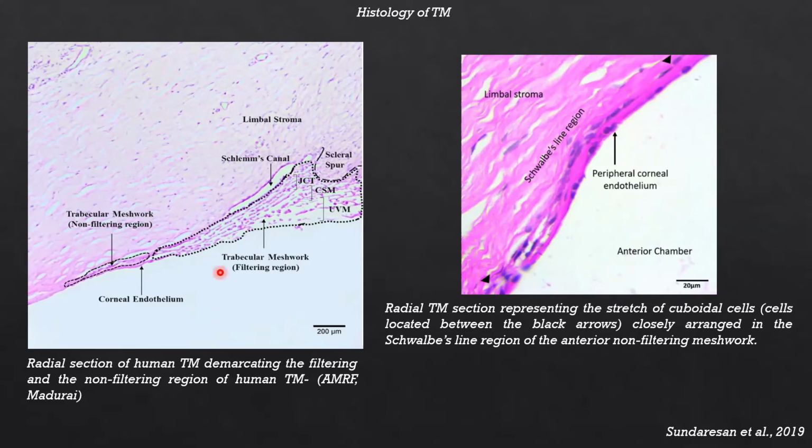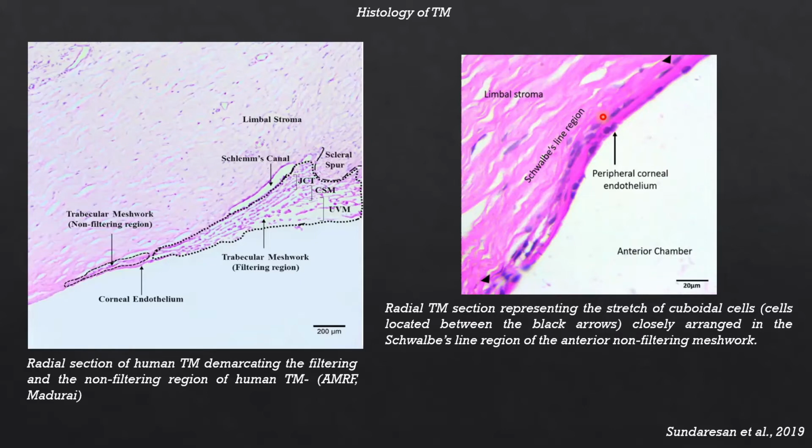And just towards your right, I have another image. So this shows exclusively the Schwab's line region. Between the arrows, there is a stretch of cells. They are said to be the stem cells. The homeostatic property of these cells was experimented using human organ cultures.